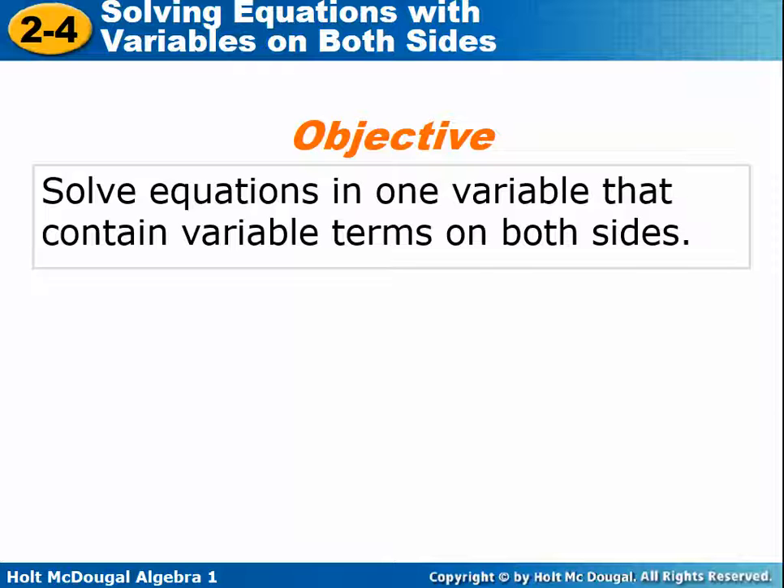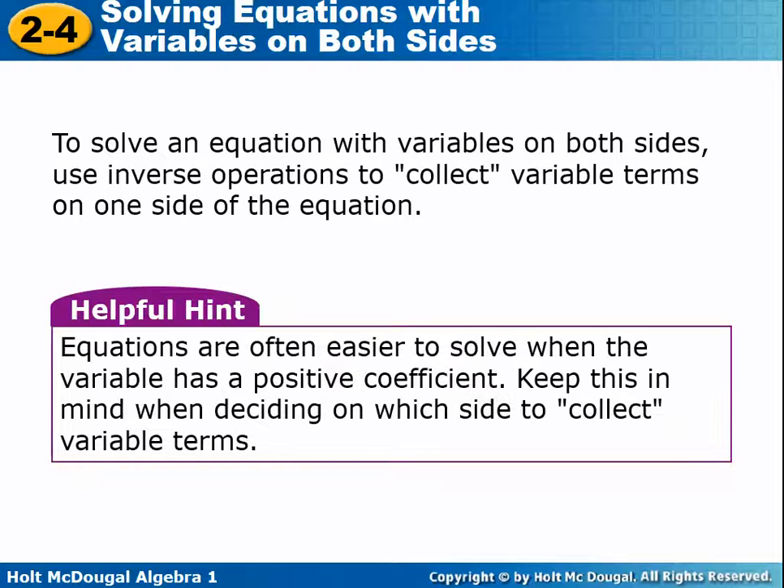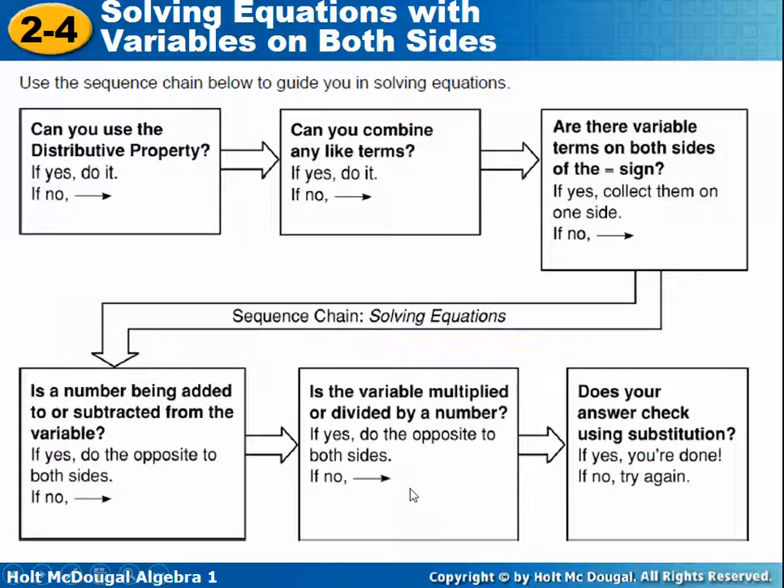Our objective is to solve equations in one variable that contain variable terms on both sides. In order to do this, we're going to use inverse operations to collect variable terms on one side of the equation. When you do that, you might want to think about moving them, adding or subtracting, so that you have a positive coefficient. And I'll talk about that in a minute and show you the options.